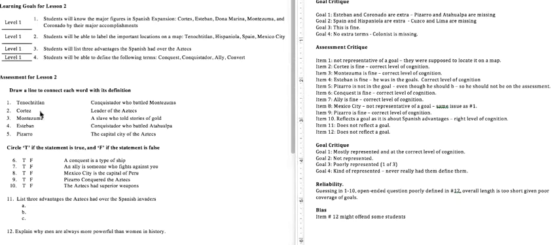So if I go line by line, item by item, you can see all the answers over here. Tenochtitlan, right, doesn't really reflect the goal. They were supposed to label it on a map. Yeah, it's in the goals, but this is not really representing it. Cortez is fine. It's the right level of cognition too. It's just a recall goal. Montezuma's fine. Esteban's fine. Again, remember, he was in the goal, so he should be on the assessment.